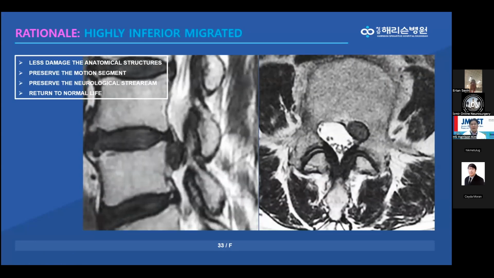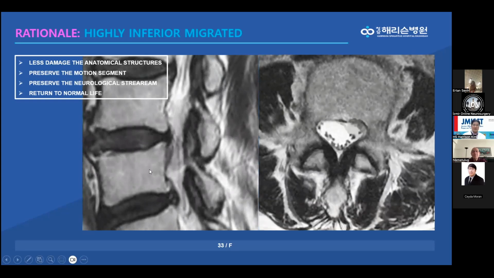Also, this case is a highly inferior migrated case. We know that in such cases, before, we removed the disc pathology combined with some other procedures. But as I already mentioned, as a spine surgeon, as a doctor, we hope to give better treatment to the patient and to preserve more of the patient's function, so the patient can return to normal life. Because of that, we hope to remove only this pathology without damaging other structures like this.